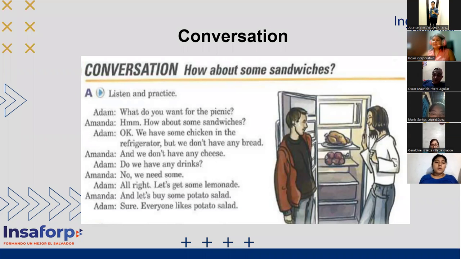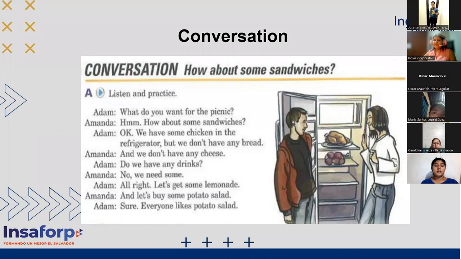What do you want for the picnic? How about some sandwiches. Okay, we have some chicken in the refrigerator, but we don't have any bread. And we don't have any cheese. Do we have any drinks? All right, let's get some lemonade. And let's buy some potato salad. Sure, everyone likes potato salad. Okay.